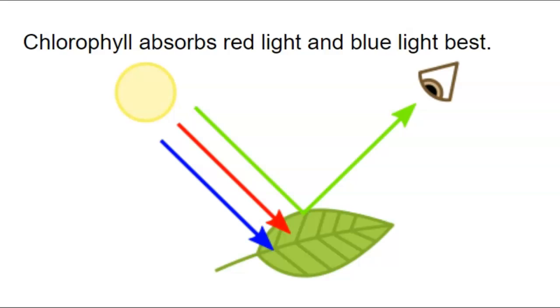So we're going to write that in our notebook. Chlorophyll absorbs red light and blue light the best. And the reason it absorbs them is because the surface doesn't have any red or blue. Green light, however, is reflected. So we know green and yellow light are probably the worst for photosynthesis.